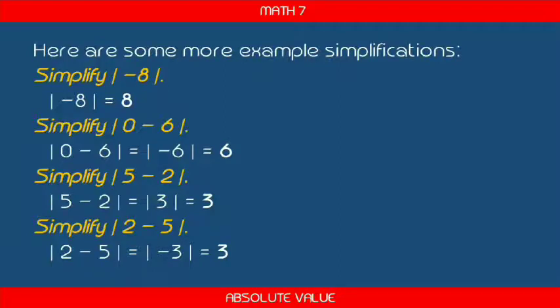Here are some more examples. Simplification. Simplify the absolute value of negative 8. That will be 8. The absolute value of 0 minus 6 is equal to negative 6, and it will be 6. 5 minus 2 is equal to 3, and the absolute value is still 3. 2 minus 5 is equal to negative 3, and the absolute value is still 3.